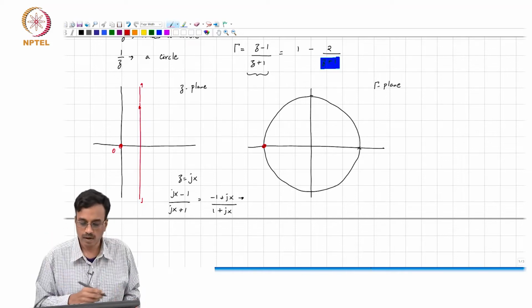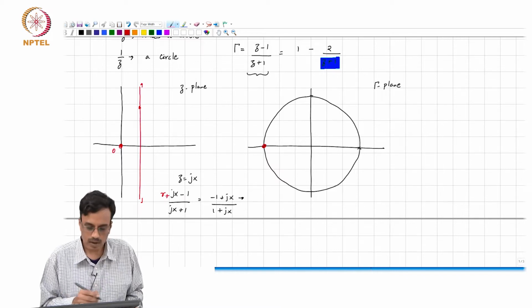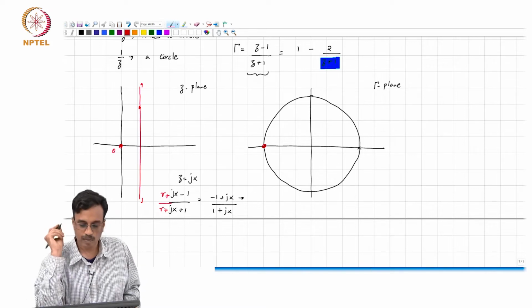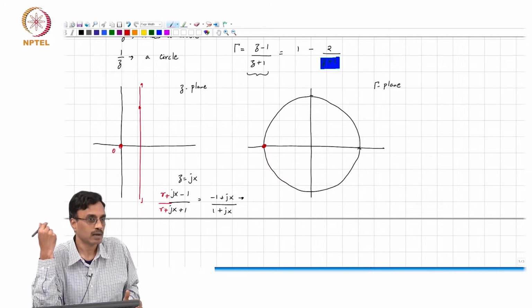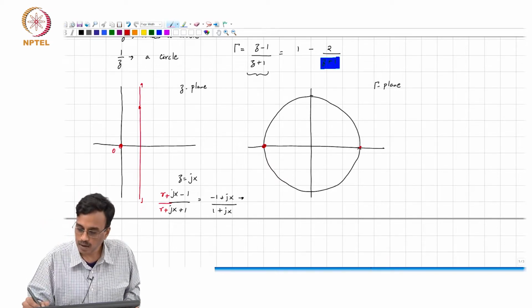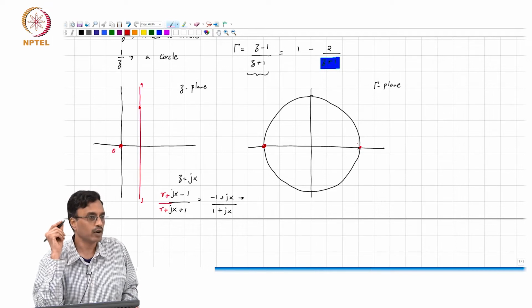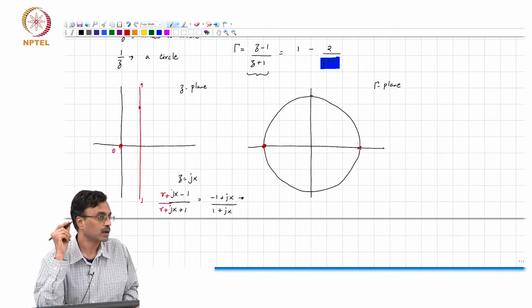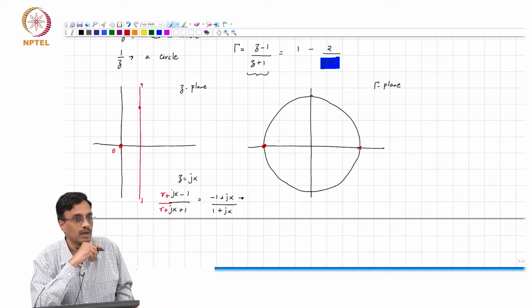So in other words, you have (R plus jx minus 1) by (R plus jx plus 1). As x tends to infinity, what comment can you make? It will be 1, okay. When x is 0, what comment can you make? (R minus 1) by (R plus 1). So, where is that going to be? It will be on the real axis, right? Okay. So, depending on what you choose R to be.